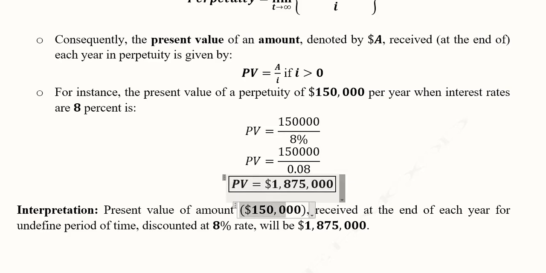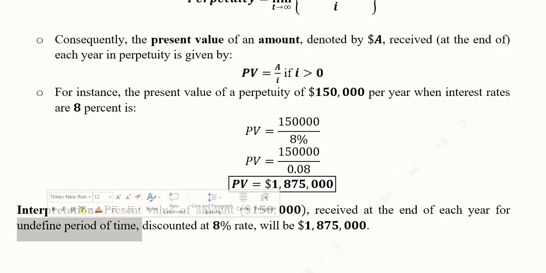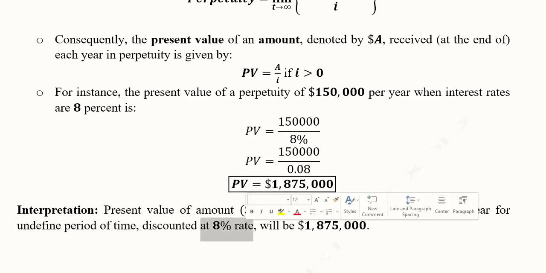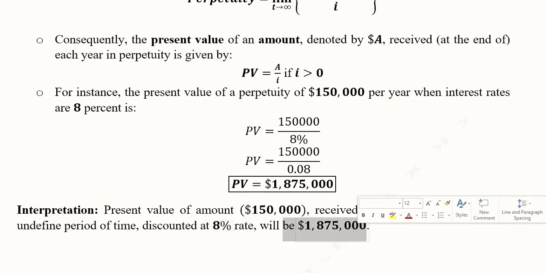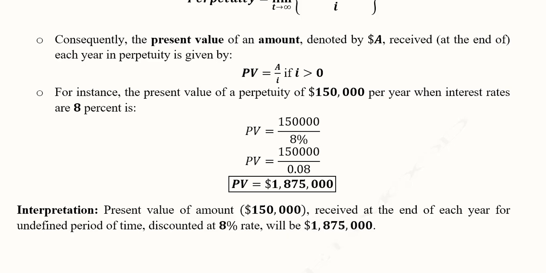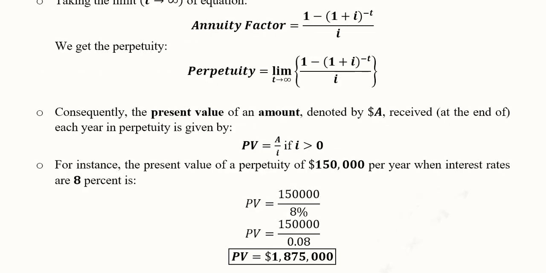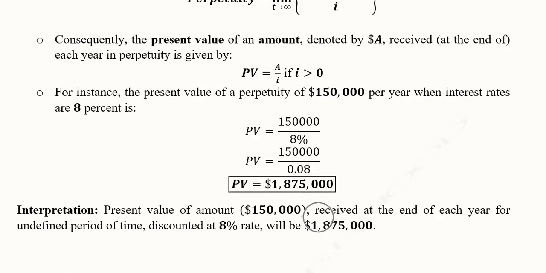So if this amount happens annually, and it happens at the end of each year for an undefined period of time, then the discount rate would be 8%. The final answer would be this. So the simple solution guides us about the present value of the perpetuity, and this interpretation is quite helpful.